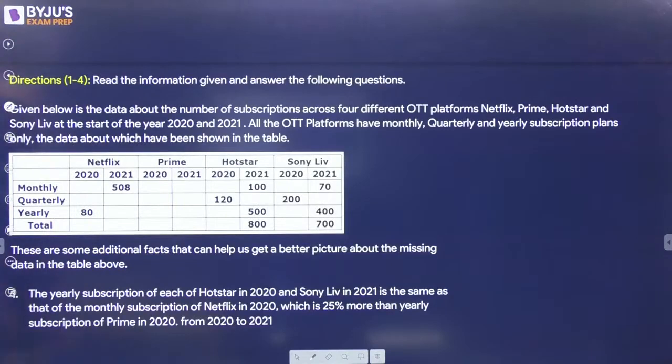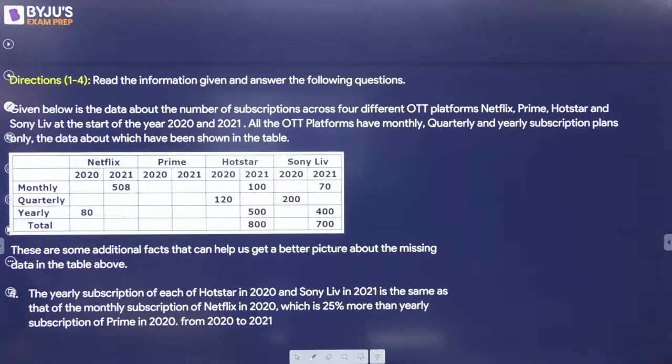So directions 1 to 4. Read the information given and answer the following questions. Given below is the data about the number of subscriptions across 4 different OTT platforms, Netflix, Prime, Hotstar and Sony Live at the start of the year 2020 and 2021. All the OTT platforms have monthly, quarterly and yearly subscription plans only. The data about which have been shown in the table.